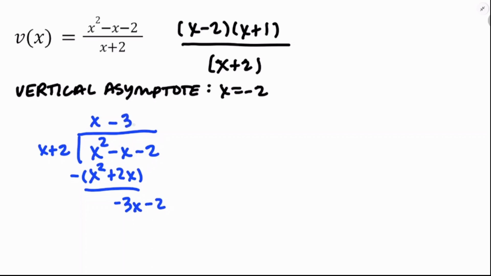So I got negative 3x minus 6. If I'm subtracting this, it would be like adding negative, or yeah, subtracting negatives is like adding. Go over here, negative 2 plus 6 is 4, and that's going to be the remainder.